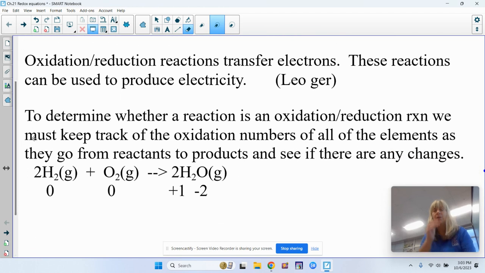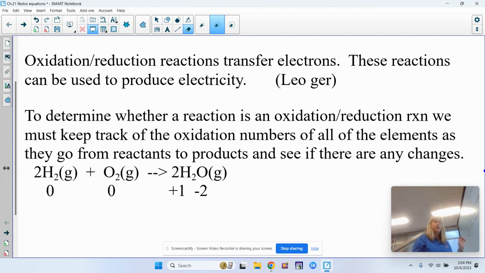All right, so first of all, you have to know how to figure out the oxidation number of elements. That would be prior knowledge. If you don't know how to calculate that, you need to look back at calculating oxidation numbers. For instance, every naturally occurring element, its oxidation number is 0. So hydrogen in H2 is 0. And then oxygen is also naturally occurring there in O2, so it is 0.